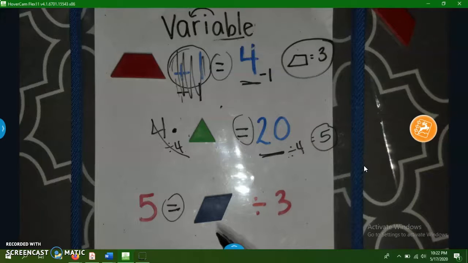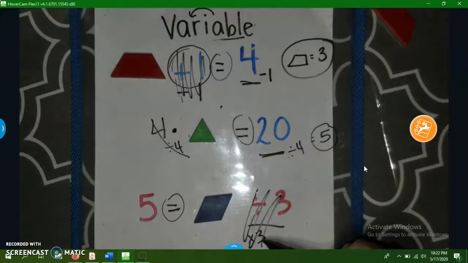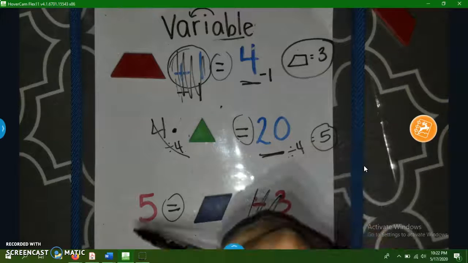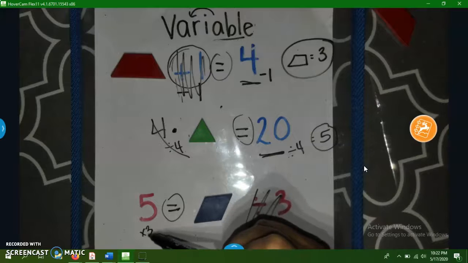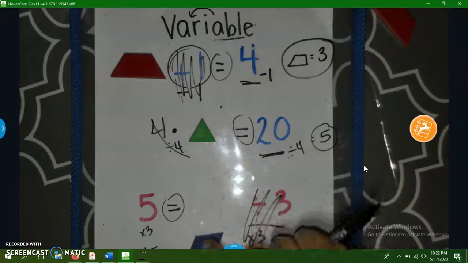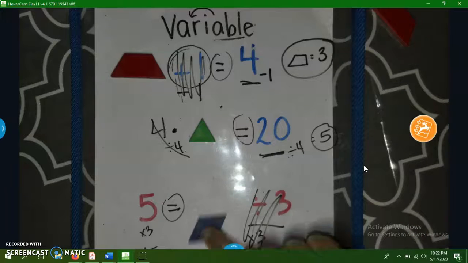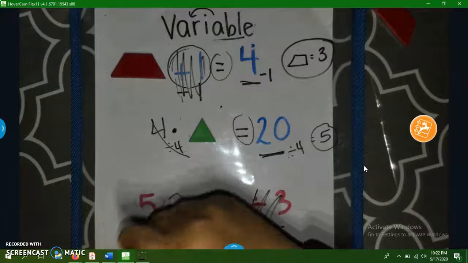Down here, if we wanted to use the inverse operation, we want to get this rhombus or this variable by itself. We want to do the opposite of dividing by 3, so we would want to multiply by 3. That makes this go away. The rule is if you do it on this side of the equal symbol, you must do it on this side. And so that tells us that our rhombus is equal to 15. And again, we already knew that by using the guess and check method. Just wanted to show you another way that you could solve for a variable.